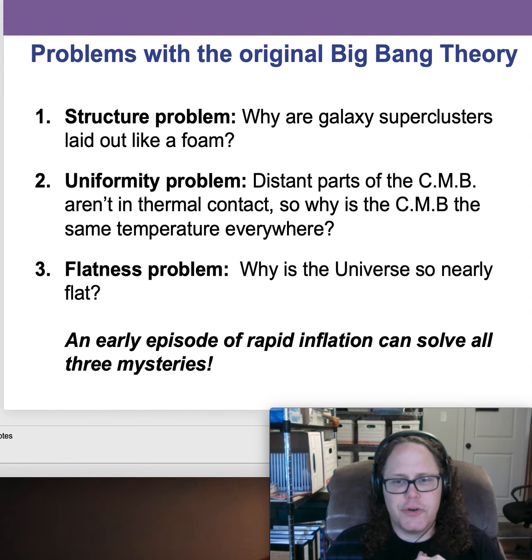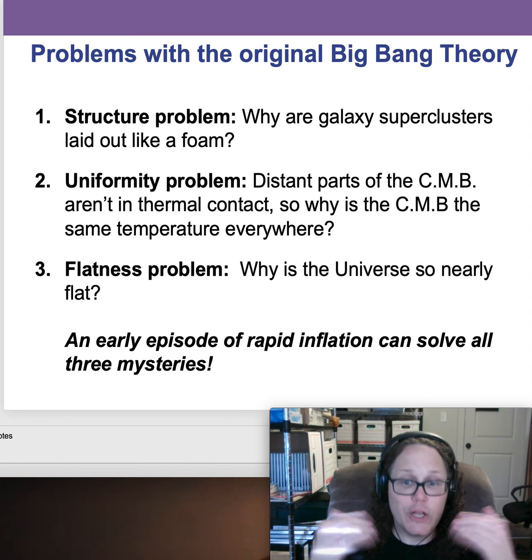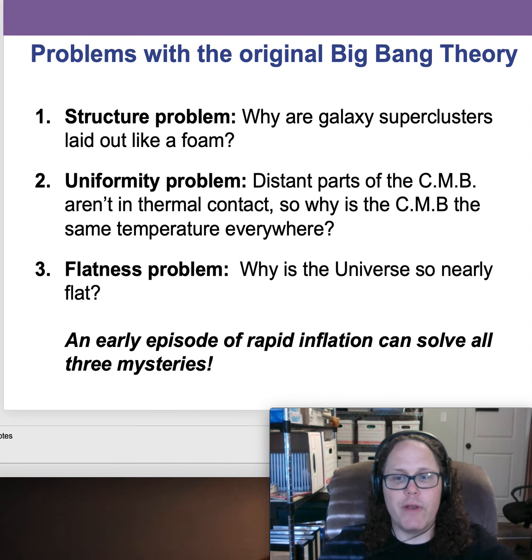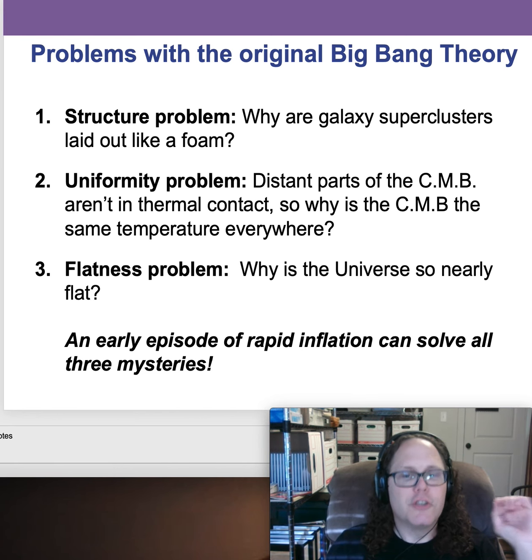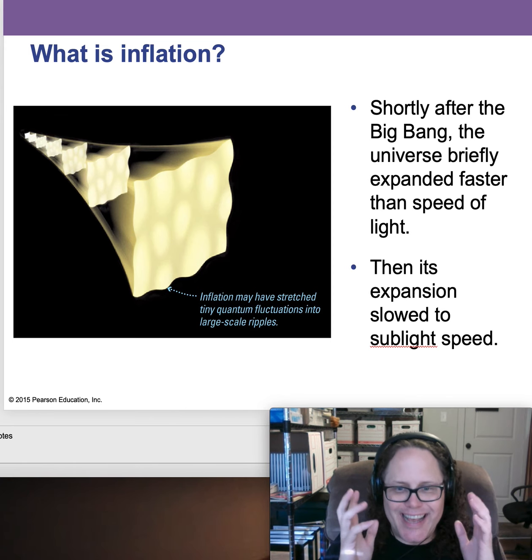All of these mysteries are serious mysteries if you don't take inflation into account. But if you modify the Big Bang theory to include cosmic inflation, boom, all three of these mysteries are solved. So let's start by looking at what inflation is.